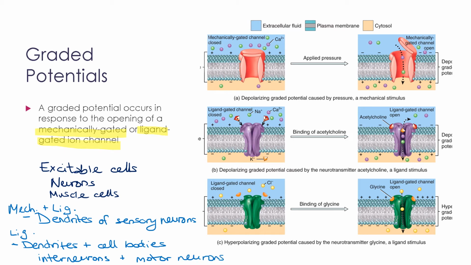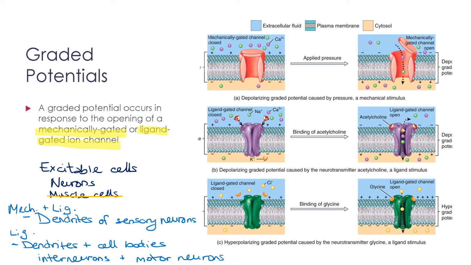So having this type of information, we know that graded potentials will occur mainly in the dendrites and the cell bodies of neurons. So we don't really see graded potentials happening in muscle cells. Even though muscle cells are excitable cells, we mostly just see them happening in the dendrites and in the cell bodies of neurons.